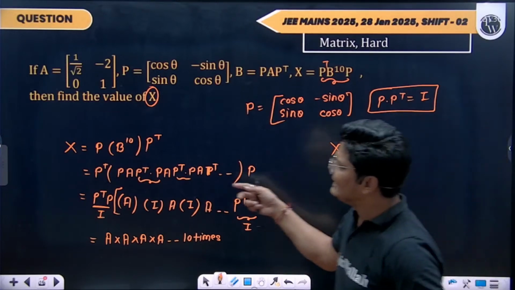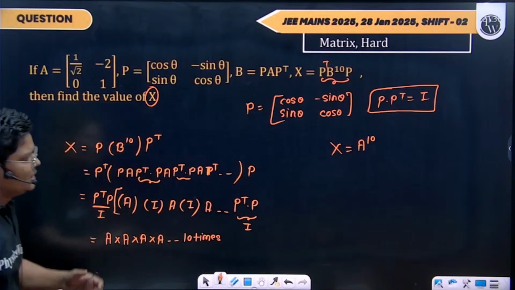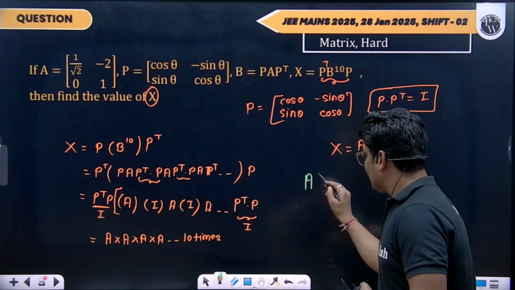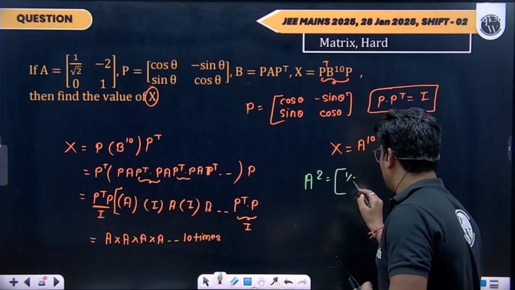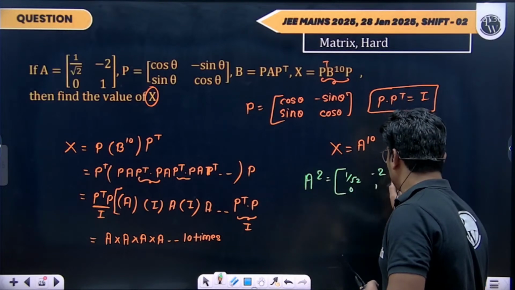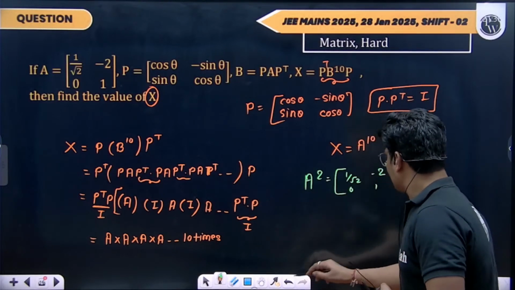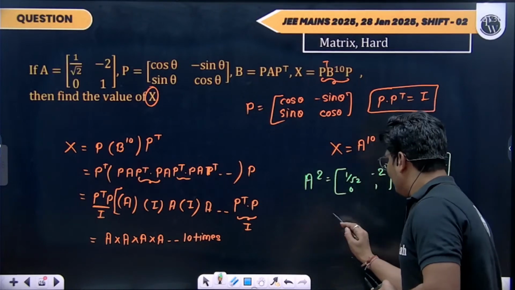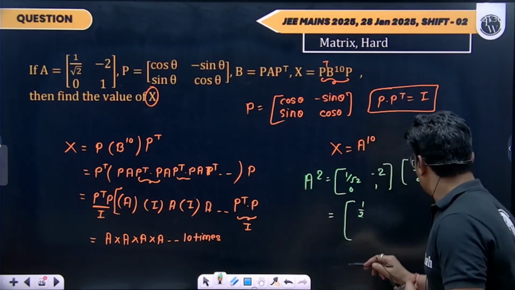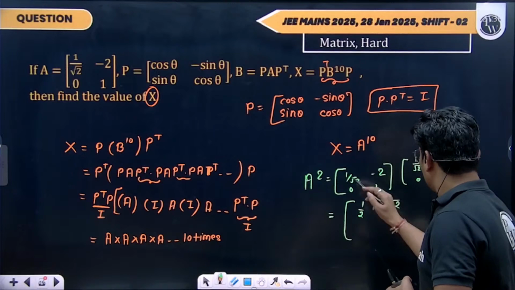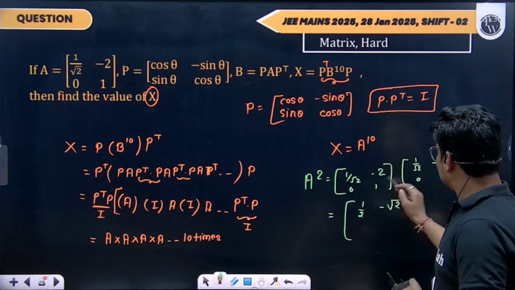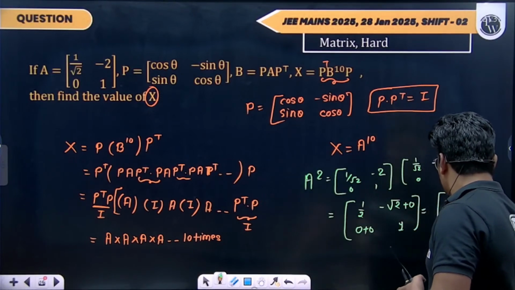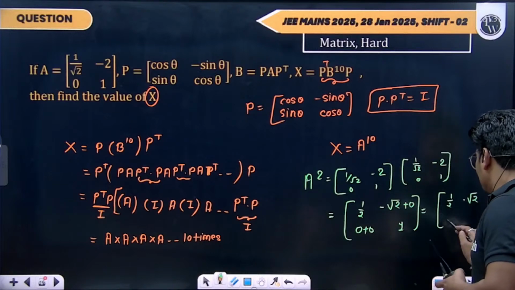So now we have to find the matrix A to the power 10. We have to multiply this matrix A 10 times. As we find A square, we will get a pattern. So this will be 1 by root 2 times the matrix minus 2, 0, 1, multiplied with 1 by root 2 times minus 2, 0 and 1. If I multiply, this will be 1 by 2, and this will be minus root 2, and then plus 0, and this will be 0 plus 0, and this will be 1. So now we will get 1 by 2 times minus root 2, 0 and 1.